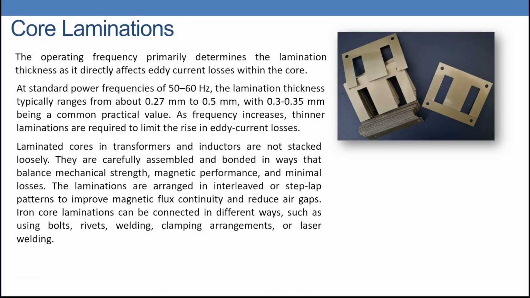The question now, how to bond these laminations together? They are not simply stacked together loosely. They are carefully assembled to achieve a balance between mechanical strength, magnetic performance, and minimizing losses. To improve magnetic flux continuity and reduce air gaps, the laminations are often arranged in interleaved or step-lap patterns. Different methods can be used to hold these laminations together, including bolts, rivets, clamping, and even laser welding.